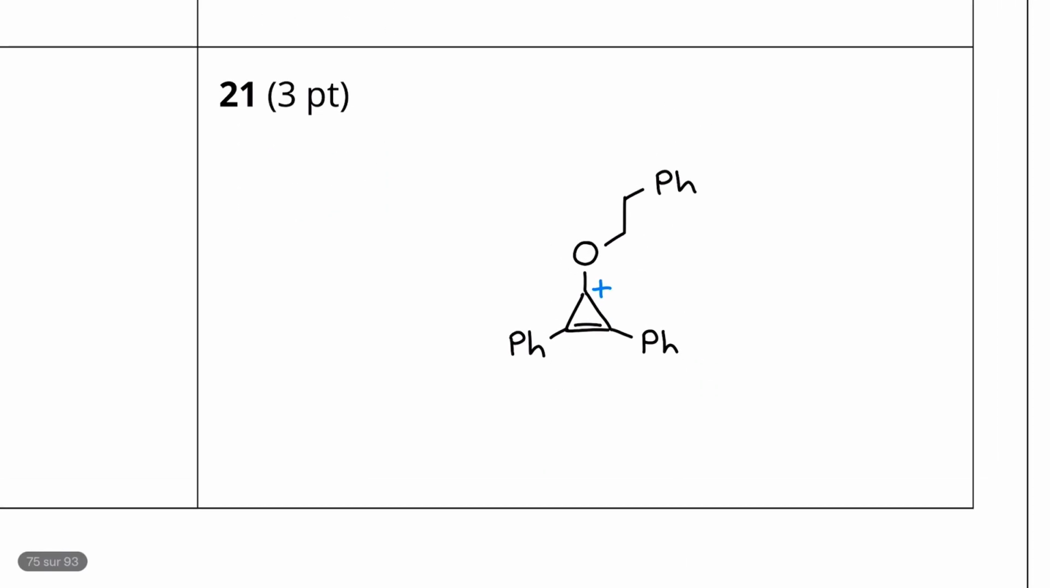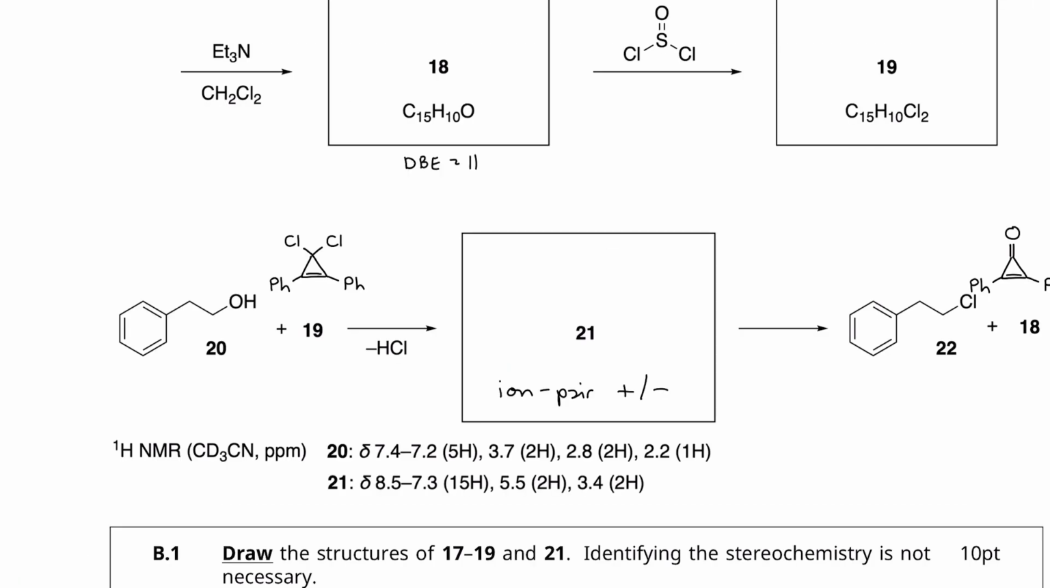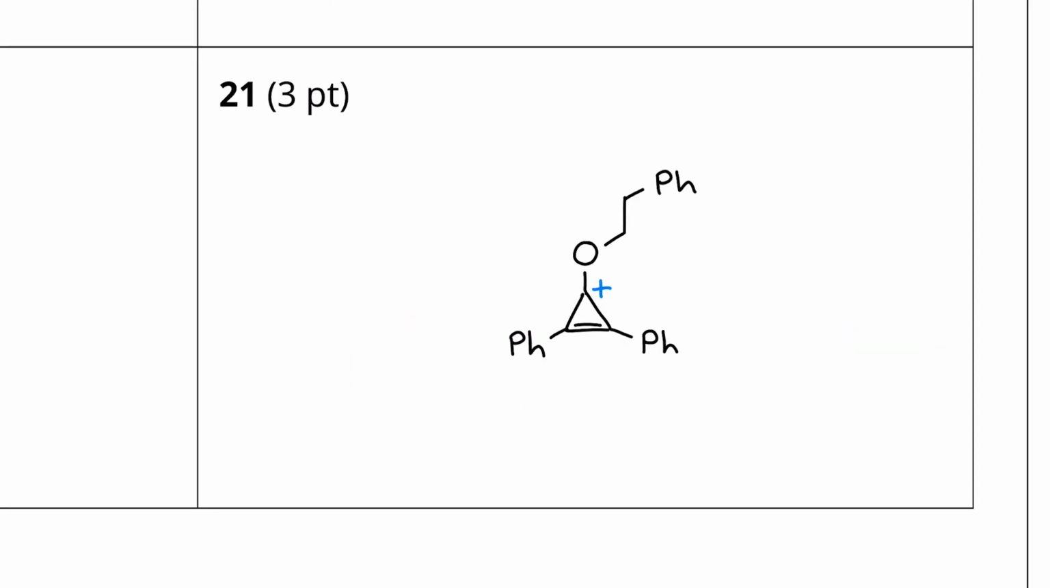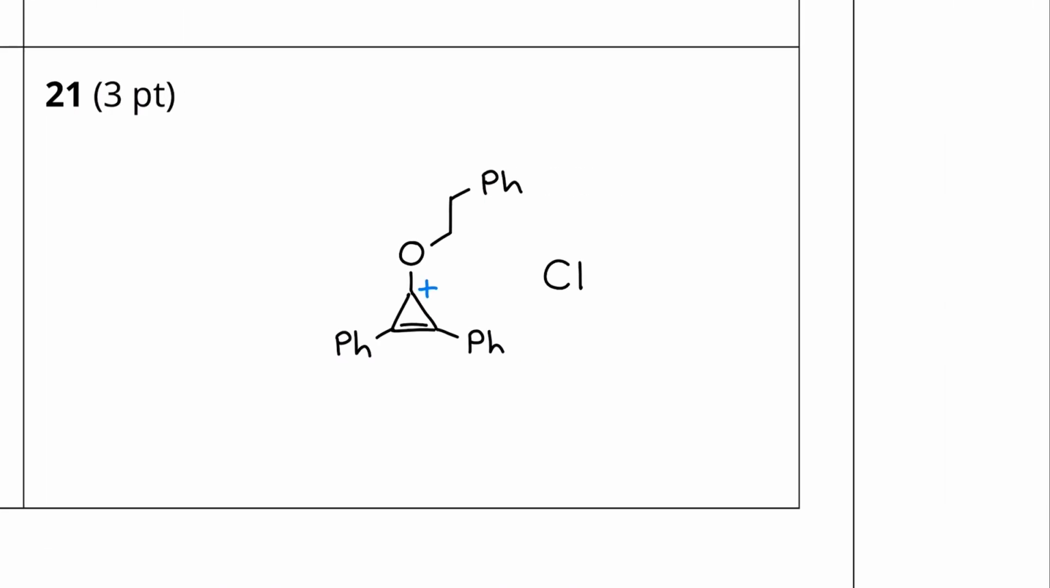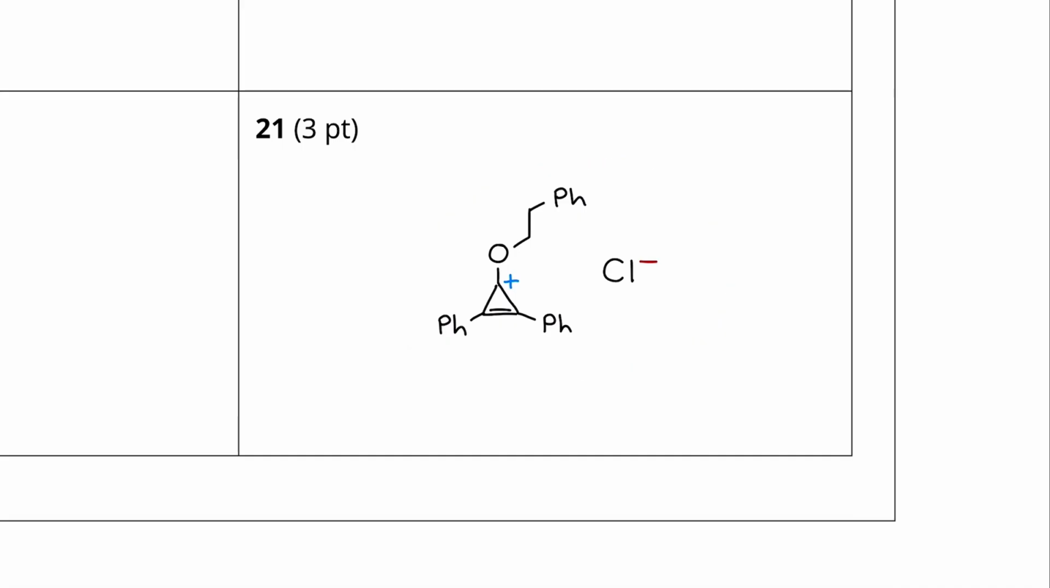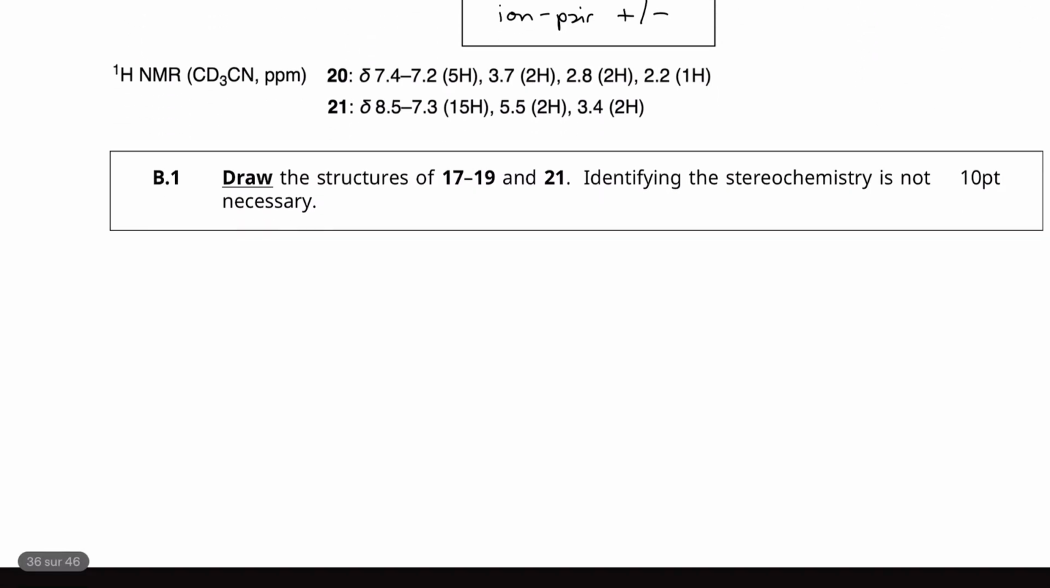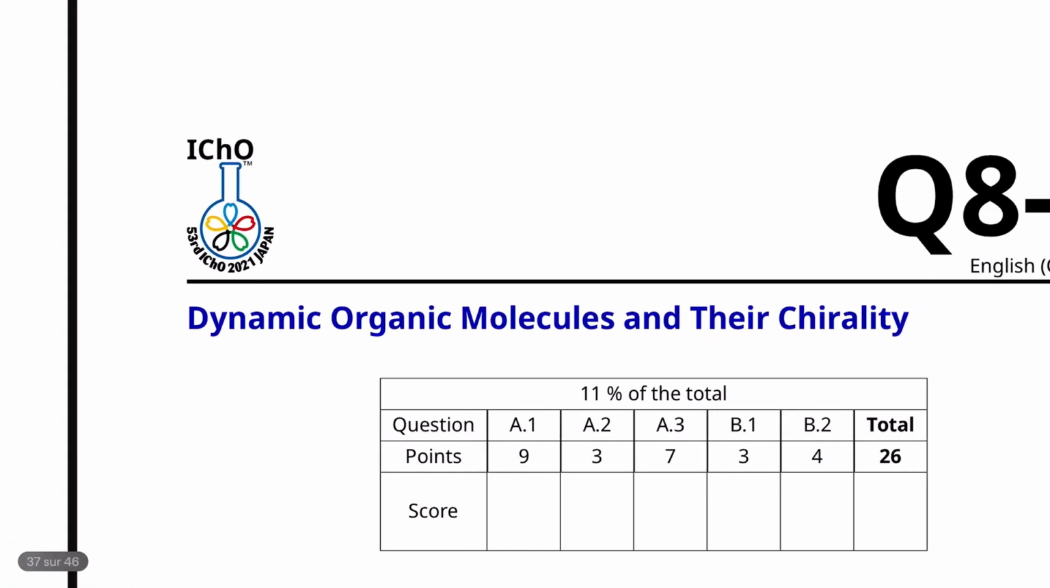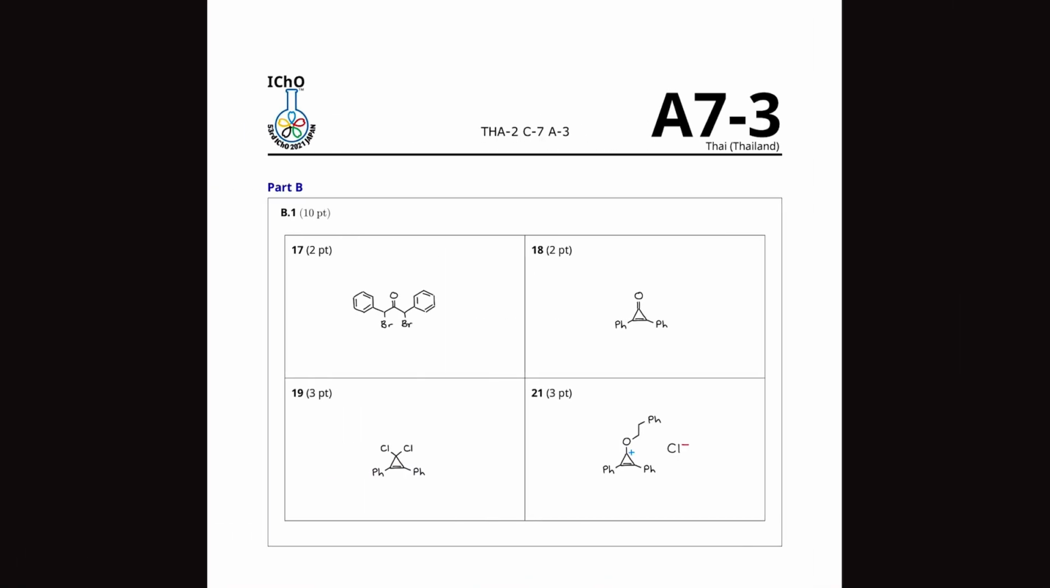And then it says here that there is a loss of hydrogen chloride, HCl. So it means that there must be one chloride left, and that chloride should be the counter ion. And there you go, that's 21, that's an ion pair, and that's it for question number 7 of IChO 2021.